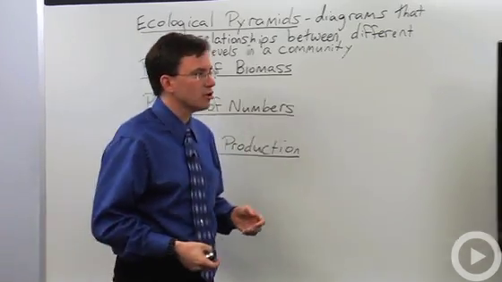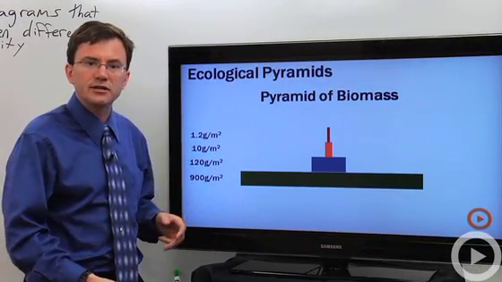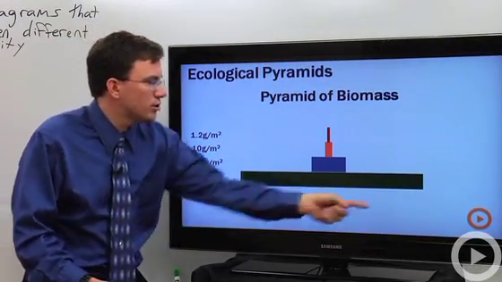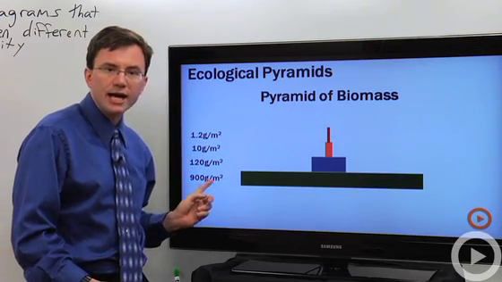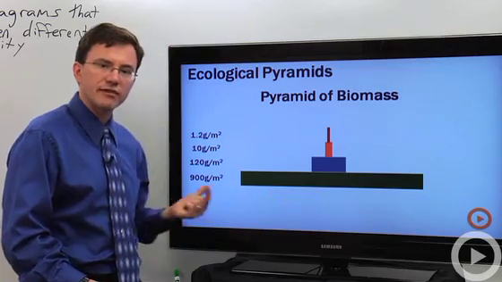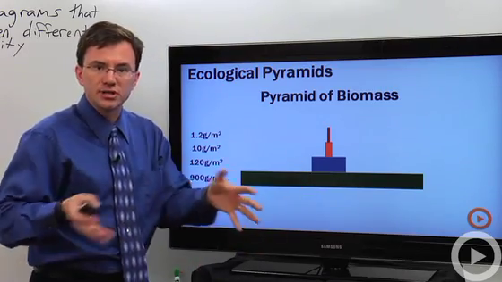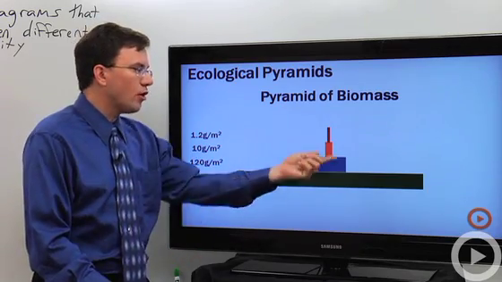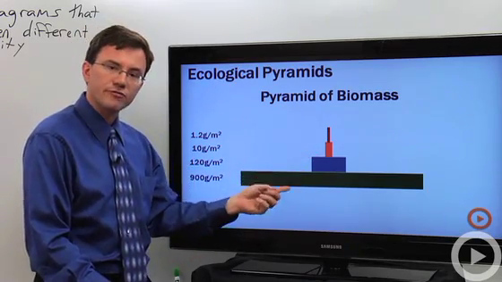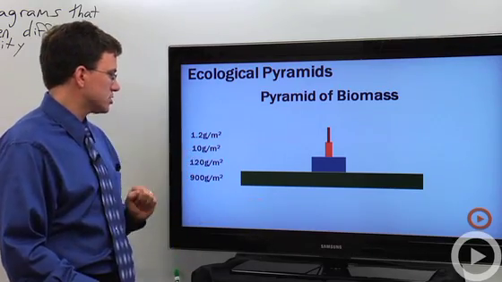Let's take a look at a pyramid of biomass. And here's a typical kind of pyramid you may see. So in this pyramid, there's say 900 grams of producers in every square meter. So a meter by meter square region of say your backyard. If you counted up all of the primary consumers, the things that are feeding on the producers, there might be 120 grams per square meter.